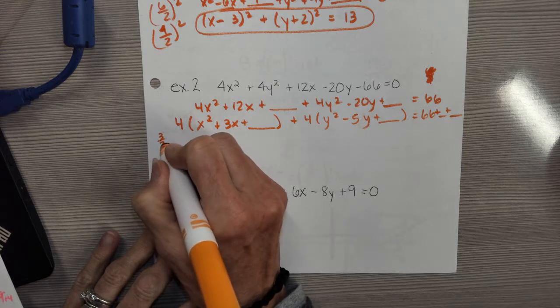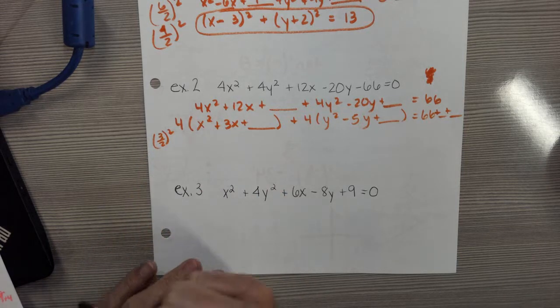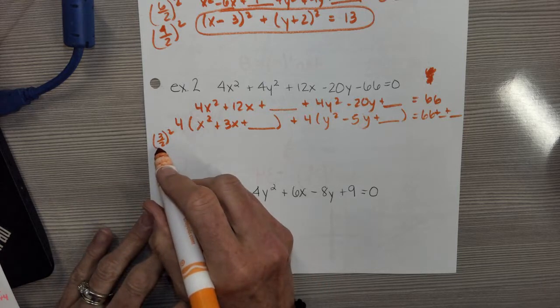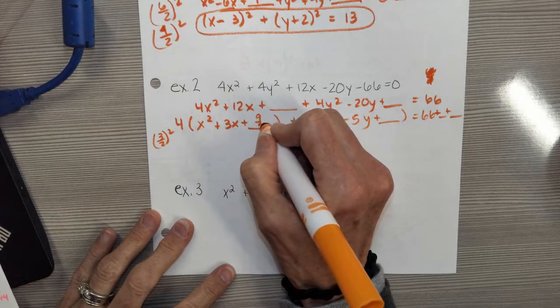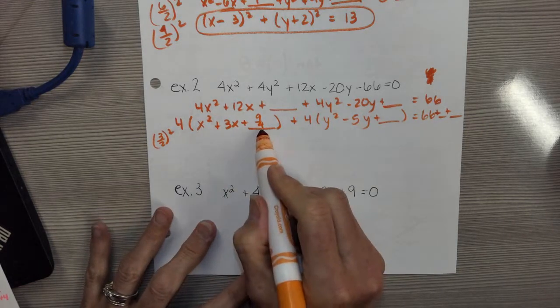So take the 3, divide it by 2, square it. And I wanted to do one of these because everybody always panics when we get fractions. But if we divide that, we get 9/4. Now, what did we actually add to this side?